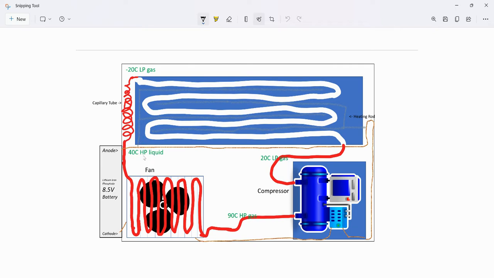The refrigerant starts at a normal temperature. It then goes through this capillary tube. Because the capillary tube is an obstruction to the flow of the liquid, a huge pressure drop occurs. Because of this pressure drop, the liquid is then converted into a gas. And because of its converting into a gas, the temperature also reduces a bunch.